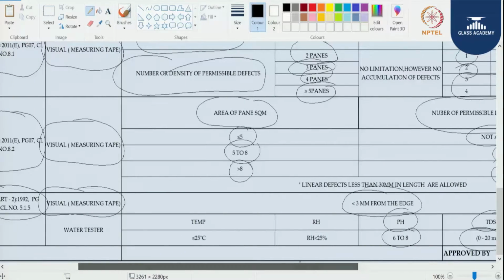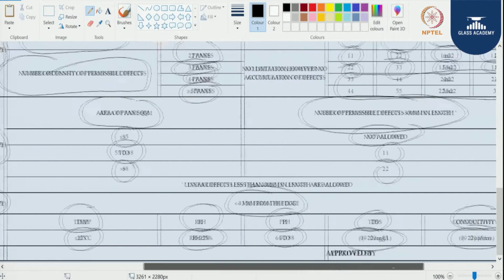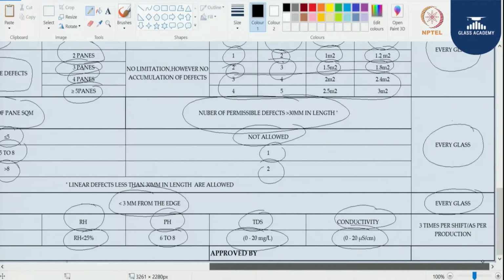Along with the water quality, we need to maintain the temperature and RH values also in the layup room. The temperature should be less than 25 degrees centigrade and the RH should be less than 25% in order to have good adhesion and durability on the glass. And the frequency of testing shall be: the measurement of these water readings as well as the RH and temperature shall be 3 times per shift or based on the load of production, which we need to decide.